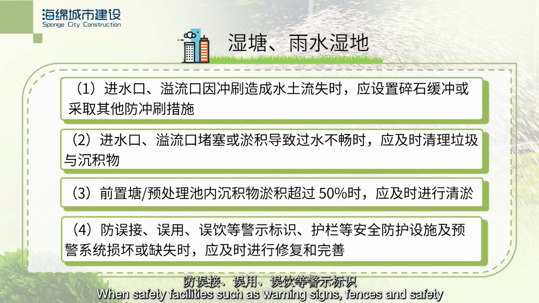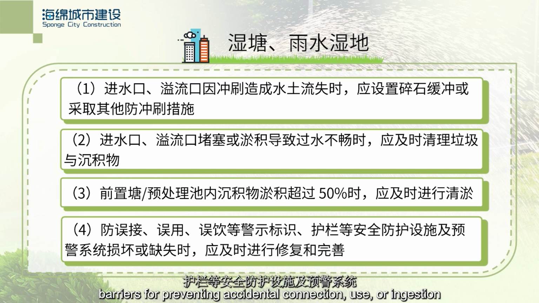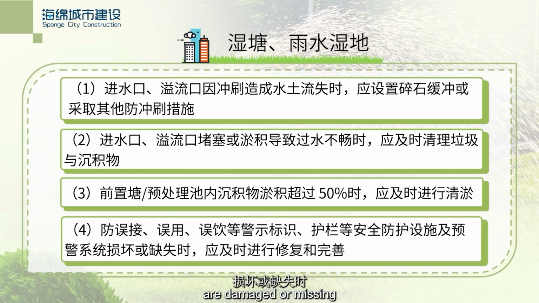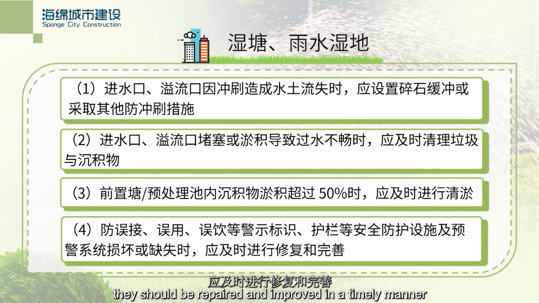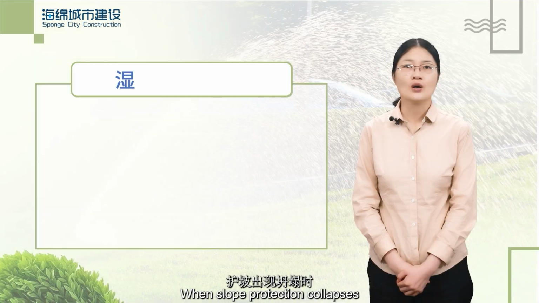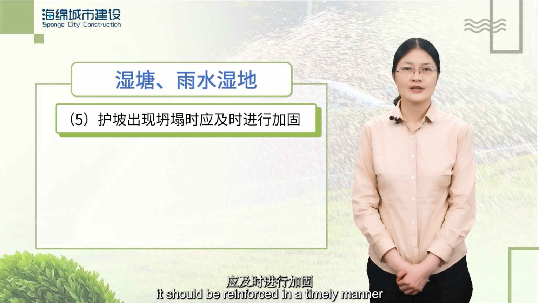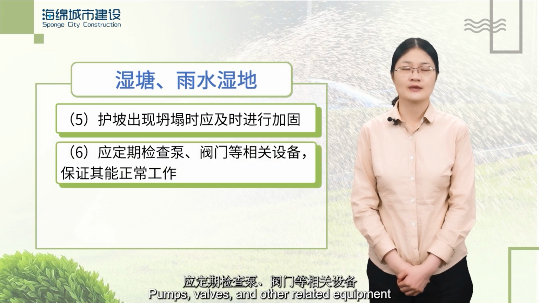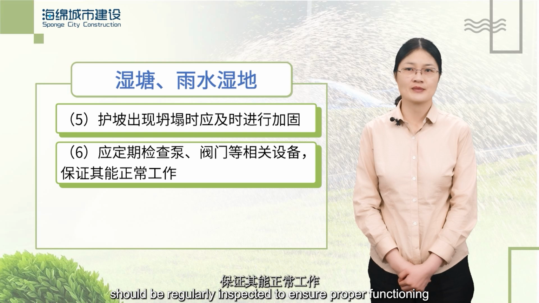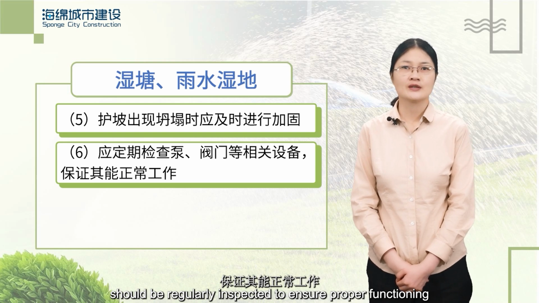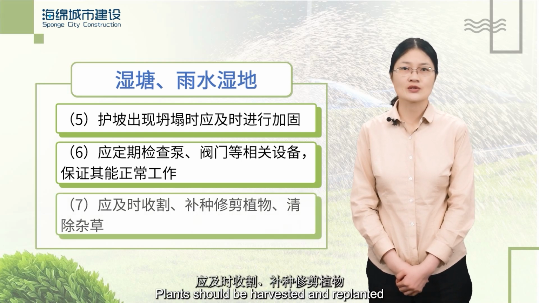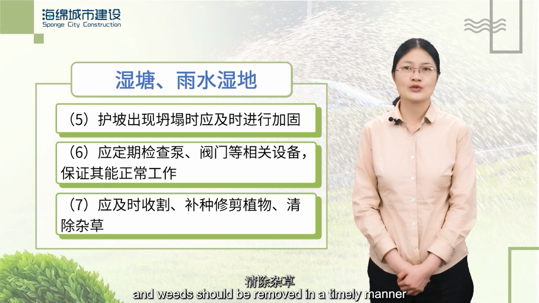When safety facilities, such as warning signs, fences, and safety barriers for preventing accidental connection, use, or ingestion, are damaged or missing, they should be repaired and improved in a timely manner. When slope protection collapses, it should be reinforced in a timely manner. Pumps, valves, and other related equipment should be regularly inspected to ensure proper functioning. Plants should be harvested and replanted, and weeds should be removed in a timely manner.